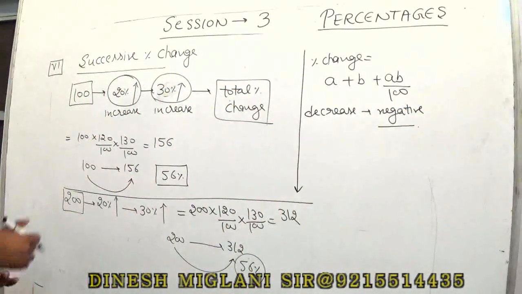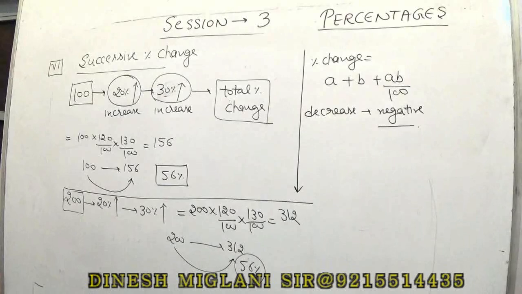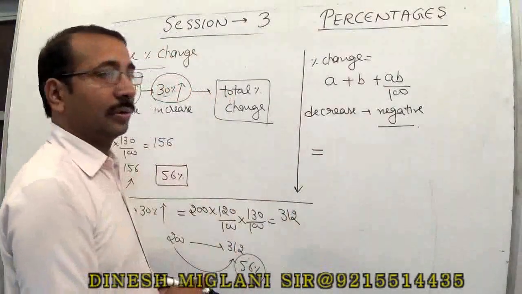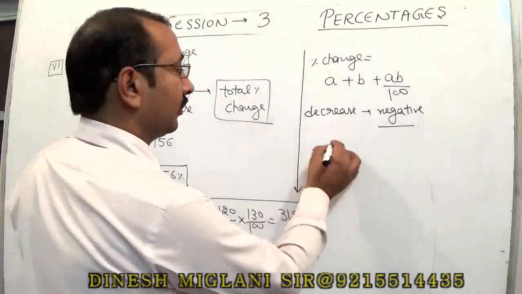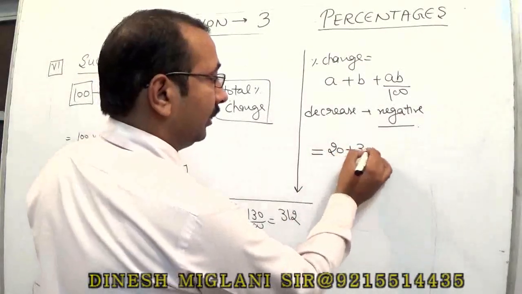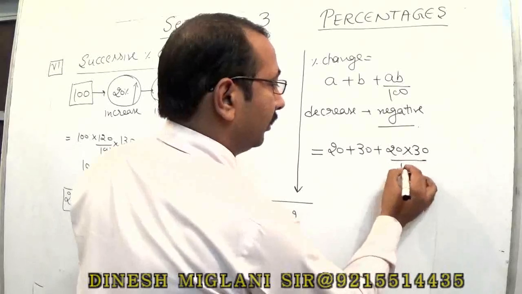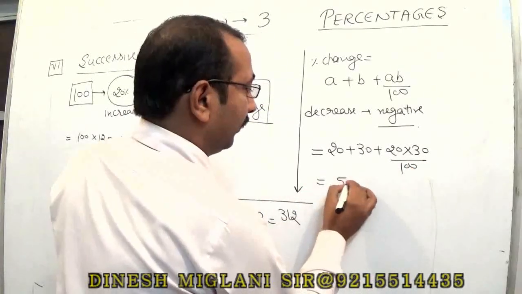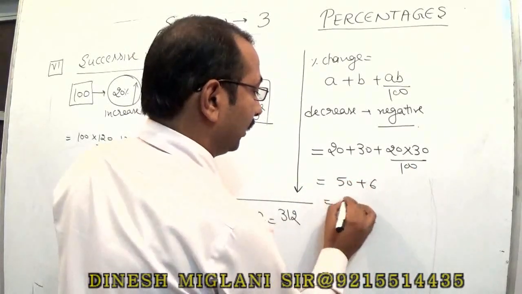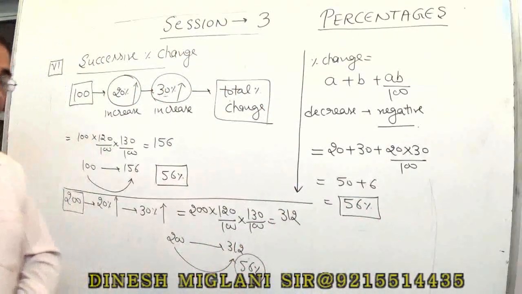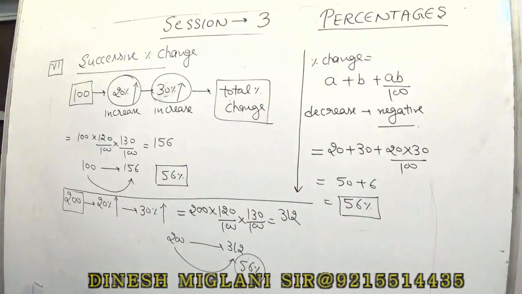For example, A first increased by 20%, then increased by 30%. We have to find the overall percentage increase. The answer is 20 plus 30 plus 20 into 30 divided by 100. 20 plus 30 is 50, plus 6, answer is equal to 56%. It becomes the answer. Just have a look over this formula.